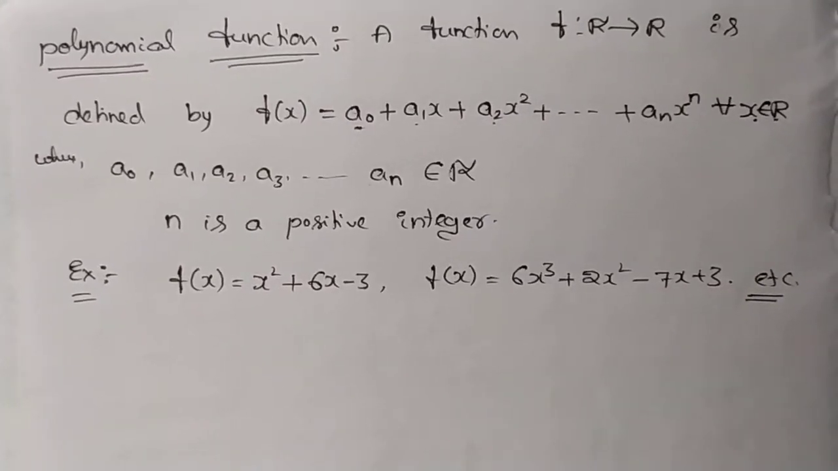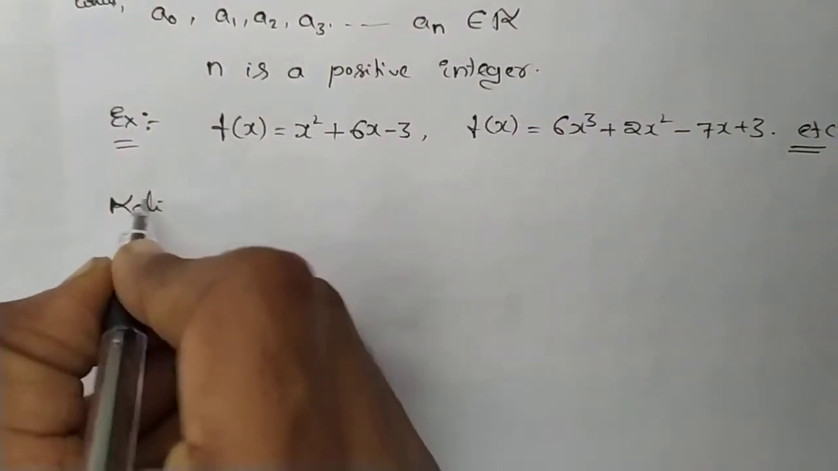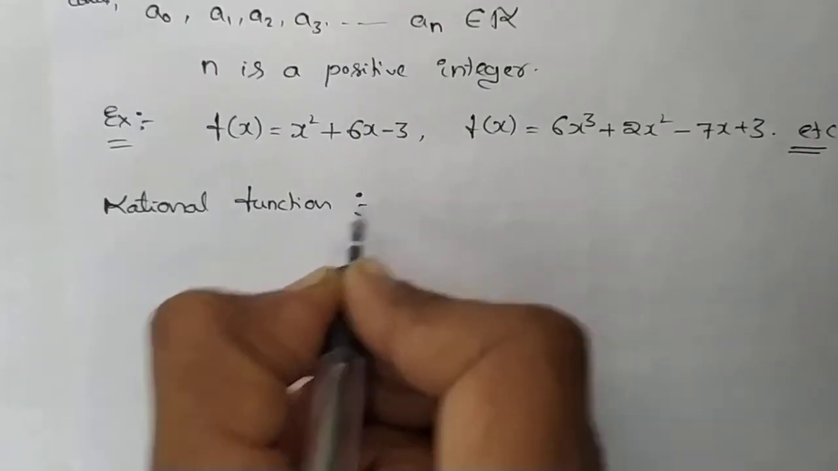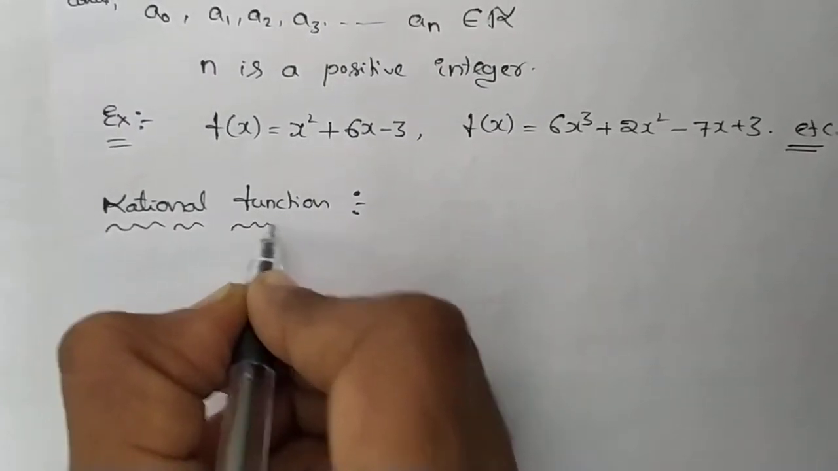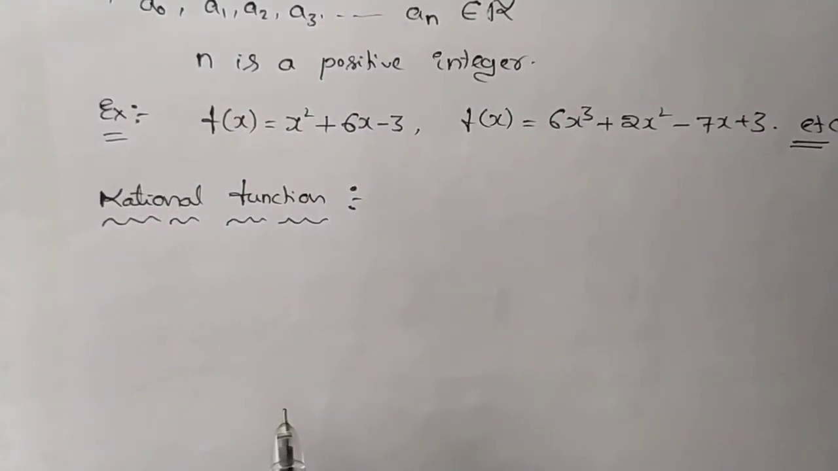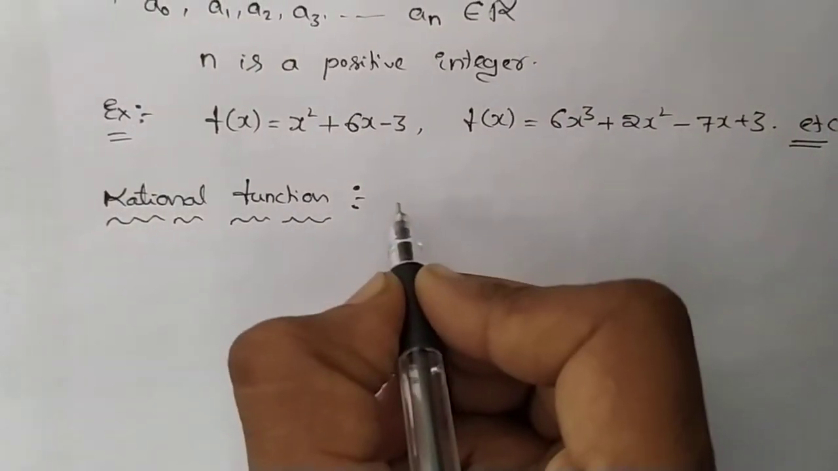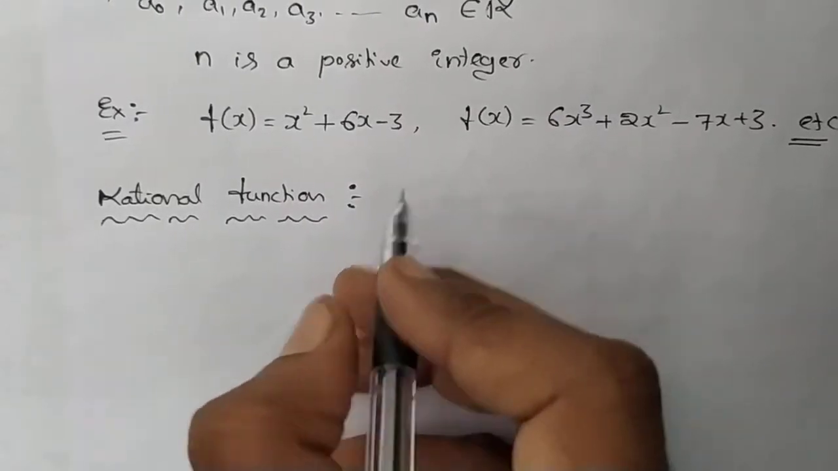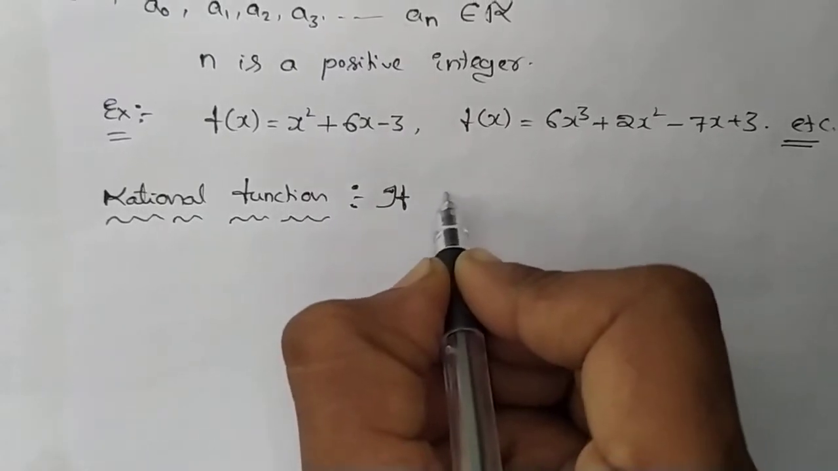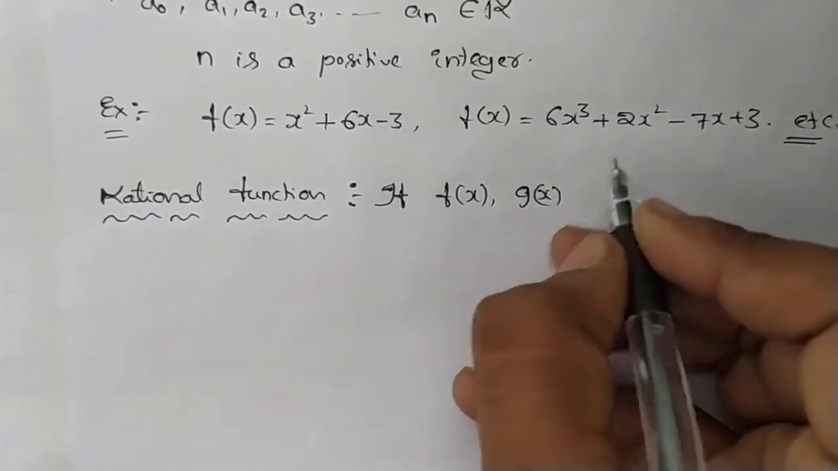Now let us move on to the next type of function. That function is a rational function. For these two functions, I mean polynomial and rational functions, only the definition is there in your NCERT textbook. No graph is there. You don't bother about it. These two functions are not that much important for your examination, but whatever, you just write down the definitions for this.